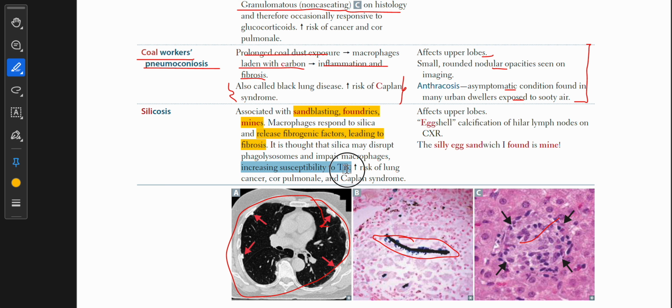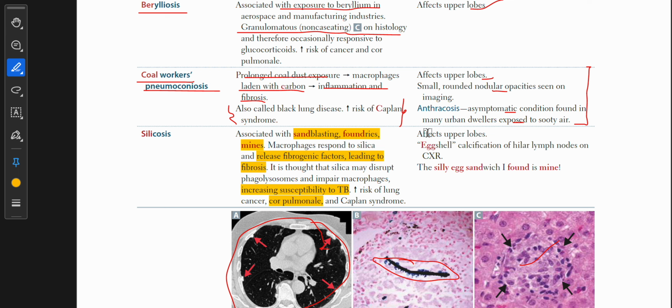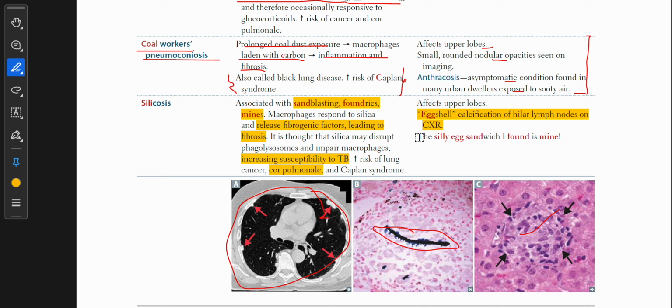So if a person has tuberculosis, there is an increased risk of silicosis, and it also increases the risk of cancer, cor pulmonale, which is right ventricular hypertrophy, and Caplan syndrome, as we talked earlier. Silicosis also affects the upper lobes, and there is eggshell calcification of hilar lymph nodes on chest X-ray. This is very high yield, so you have to remember this eggshell calcification. The silly egg sandwich I found is mine.